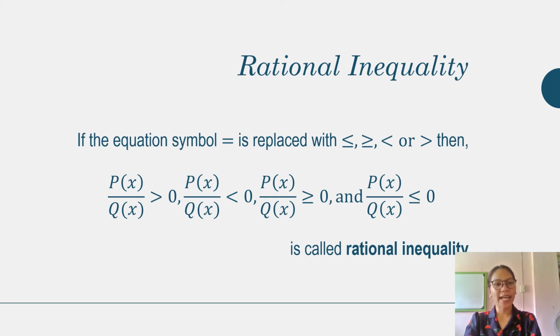Okay, so we have here the rational inequality. If the equal symbol is replaced with less than or equal to, greater than or equal to, less than, or greater than, then p of x over q of x greater than 0, p of x over q of x less than 0, p of x over q of x greater than or equal to 0, and p of x over q of x less than or equal to 0 are called rational inequalities. So if we have inequality symbols, then that is usually a rational inequality.